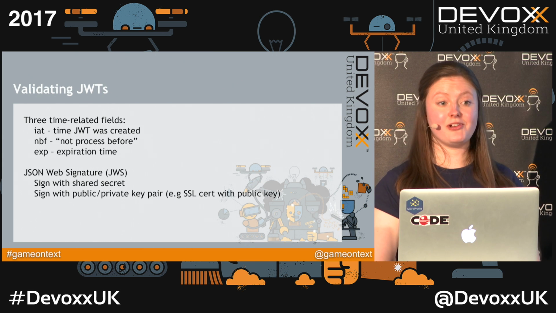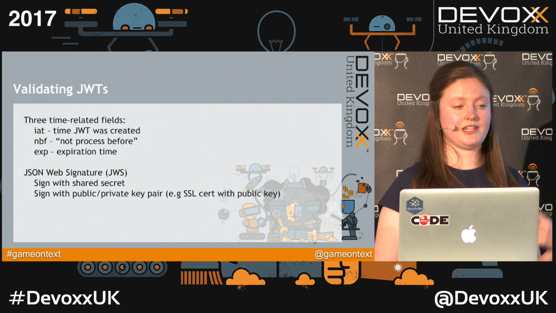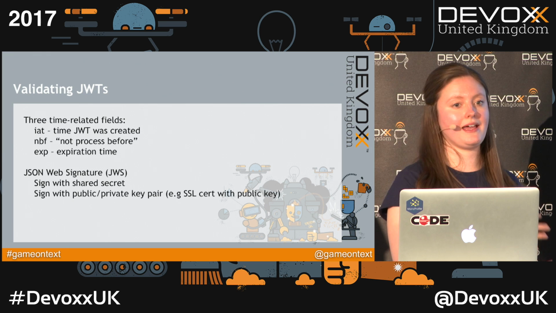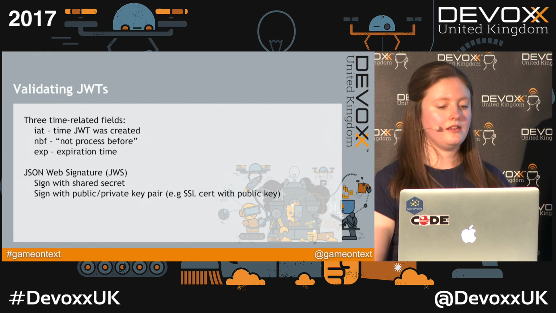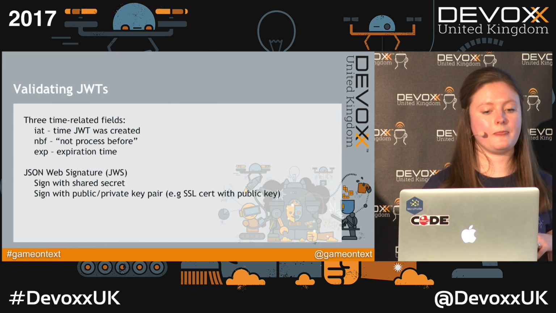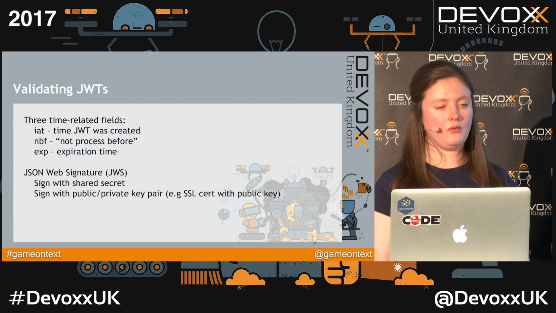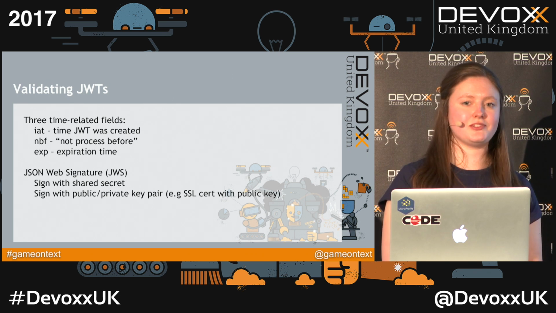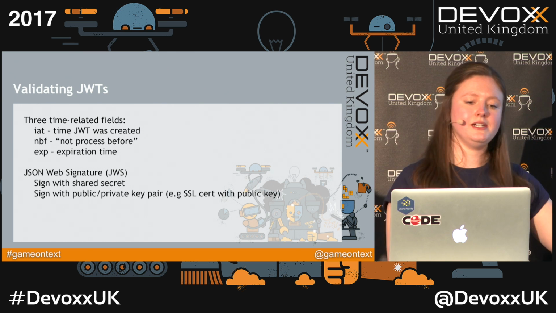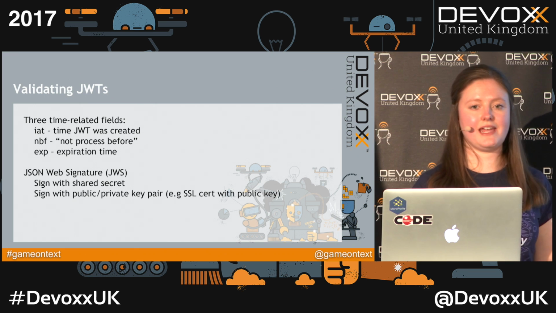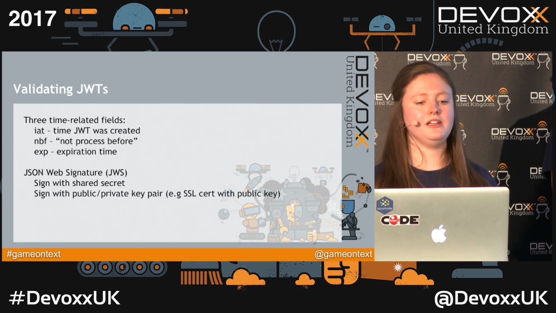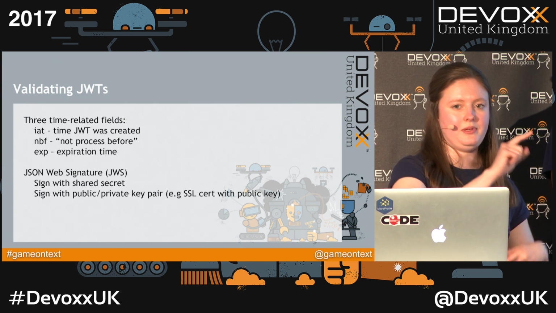There are 3 time-related fields that you can include in your JSON Web Token, and these are things you should be verifying as you pass your JSON Web Token around. The first one is IAT, the time that it was created; the not-processed-before time, so when you should not process it before; and then the expiration time. You should be validating each of these dependent on what they are. The time the JSON Web Token was created should be before the time you receive the request. Expiration time should be after, and not-processed-before should be in the past.